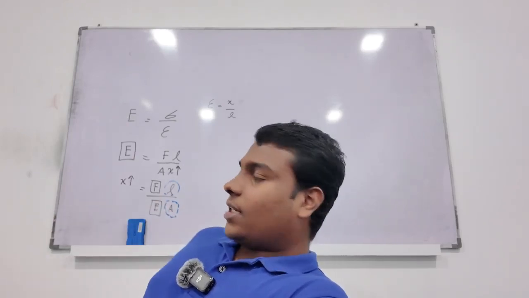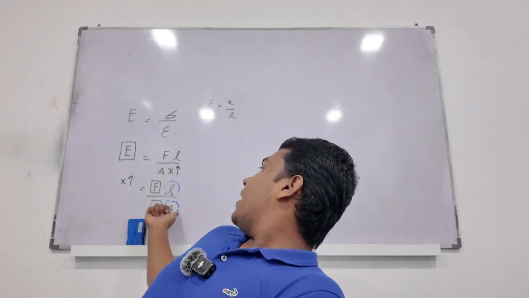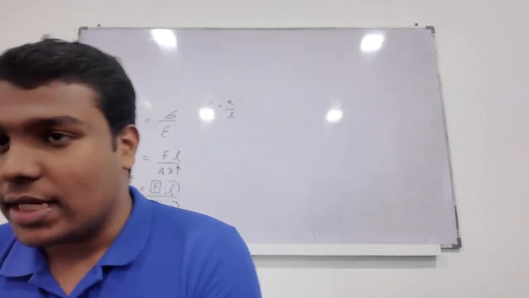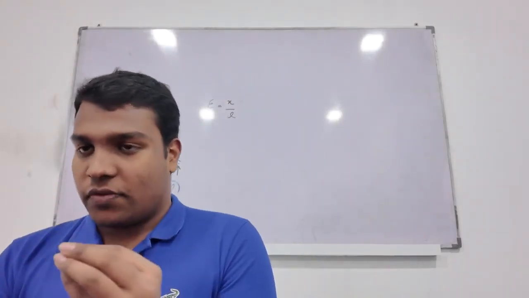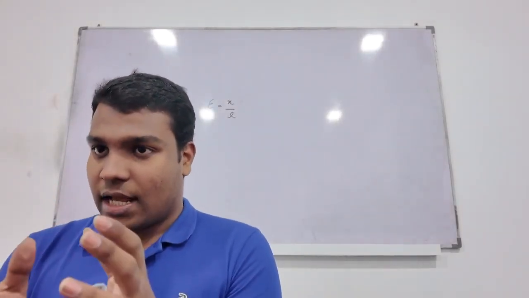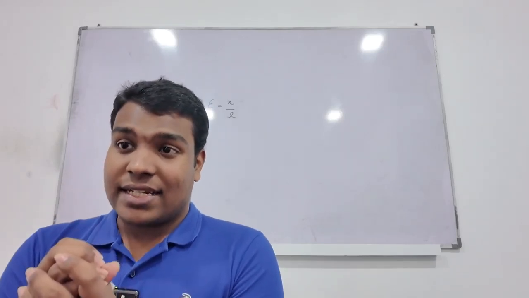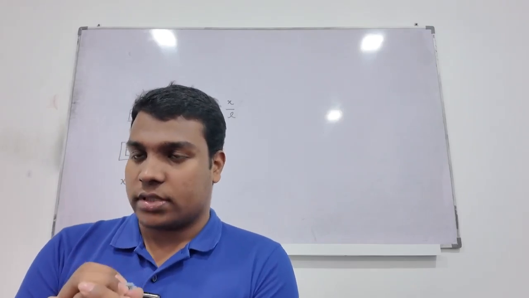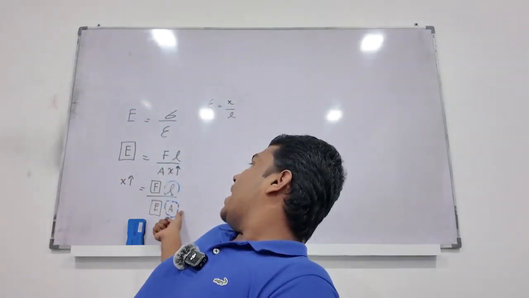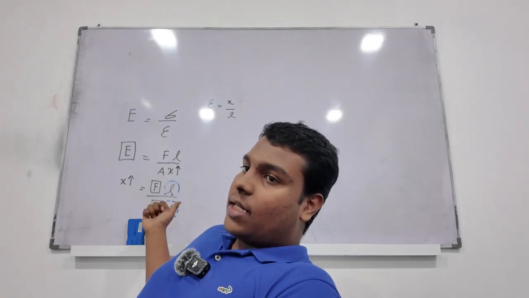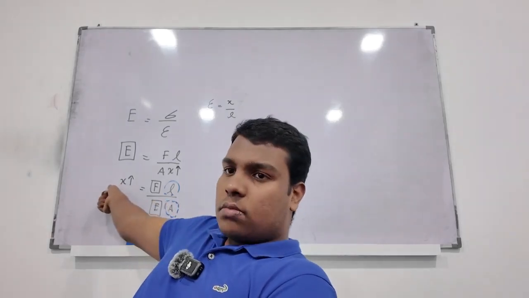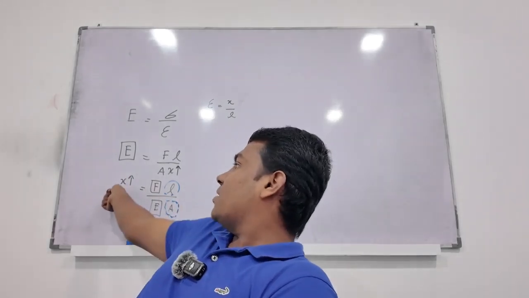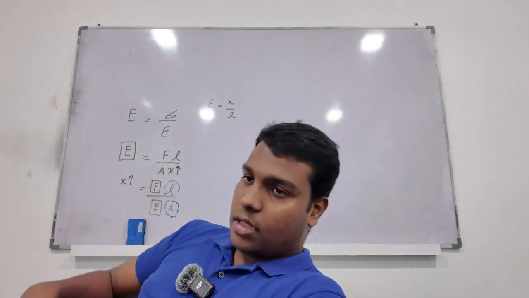So if extension has increased, area can't have been decreased, right? Because if you really think about it, extension of a material changes with the cross-sectional area. A thicker material will stretch less than a thinner one when subjected to the same force. Area decreases, that is a thinner material, it will stretch more. A thicker material will stretch less.